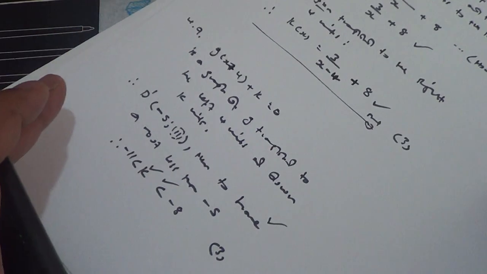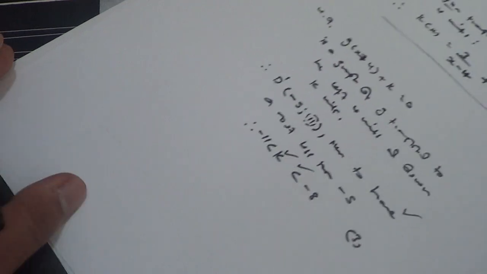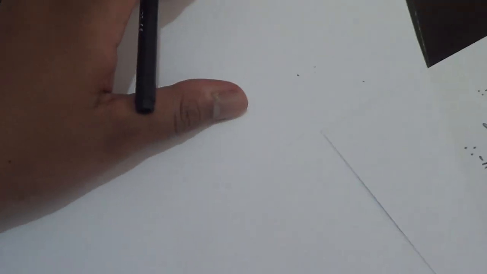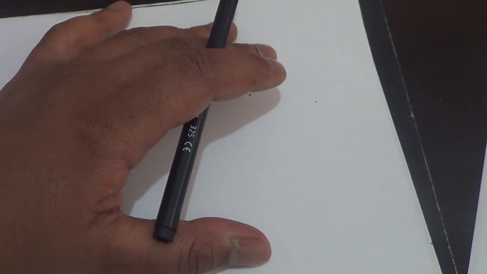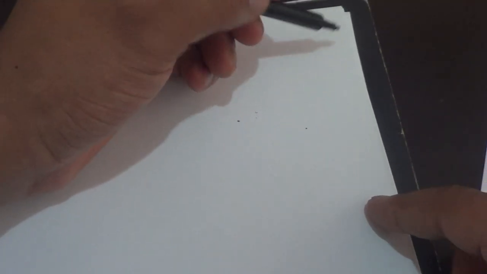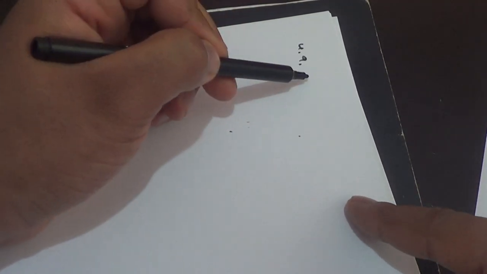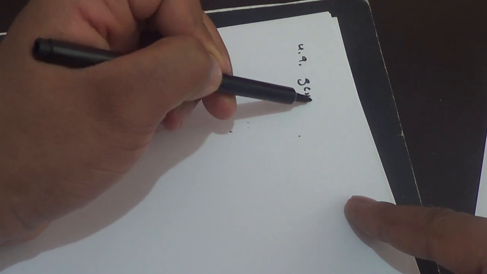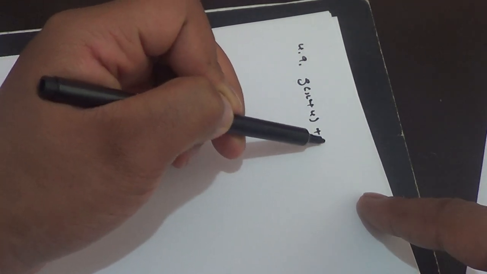Again, you don't have to stick with the graph only. You can just make a little bit of some mathematical calculation. You already have the gymnastics in the bag. So the other way you could answer 4.9 is to say, fine, if I have g of x plus 4 plus k equal to 0.